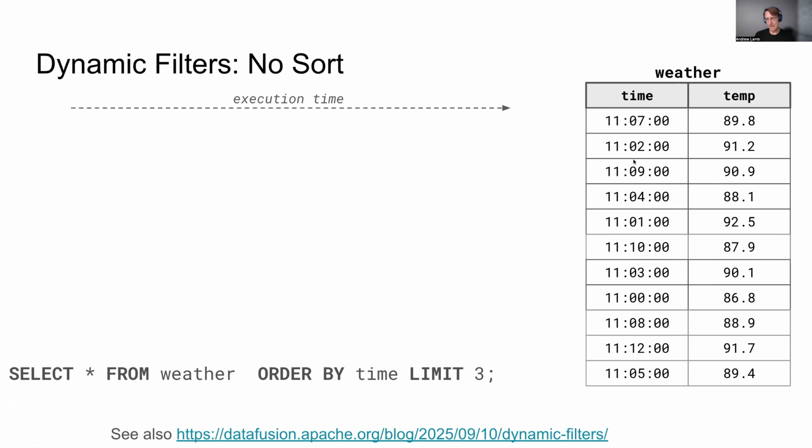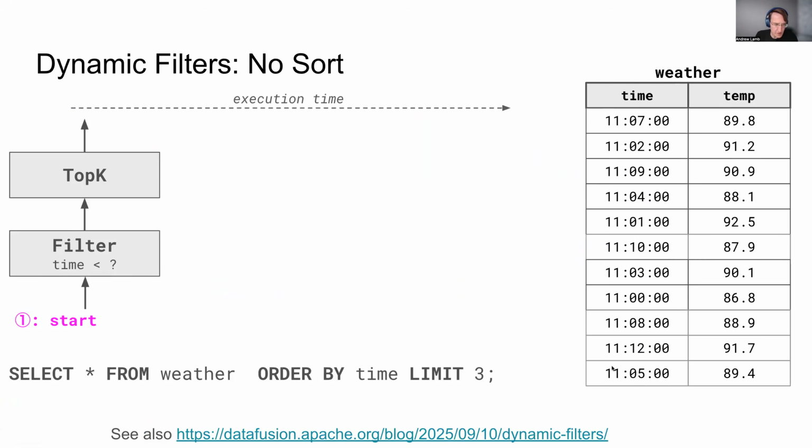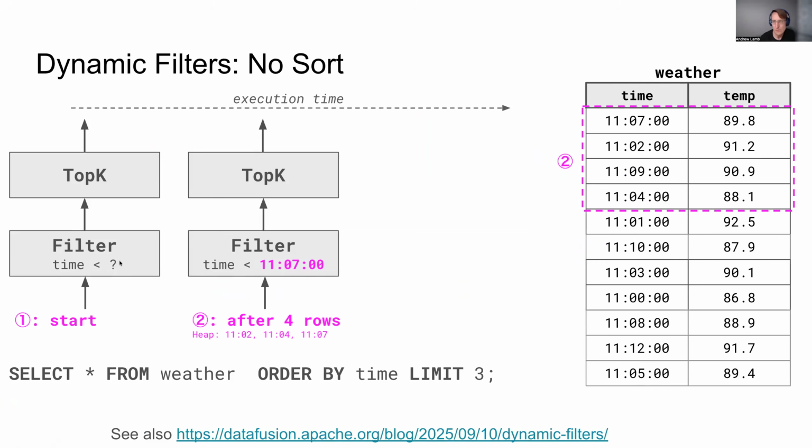Here's an example of a table like that. It's not ordered. It has values all over the place. So when you start, you don't know what this filter is, so you basically have to scan all the rows. So let's imagine you're scanning in four row chunks, four row batches.